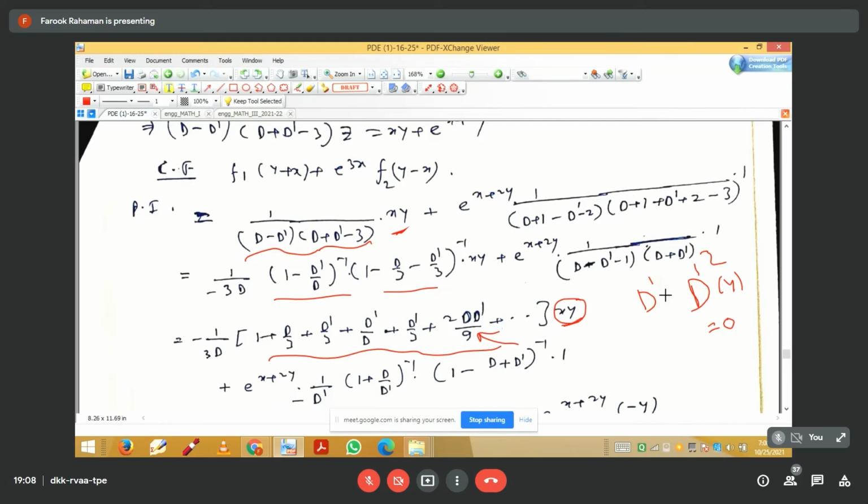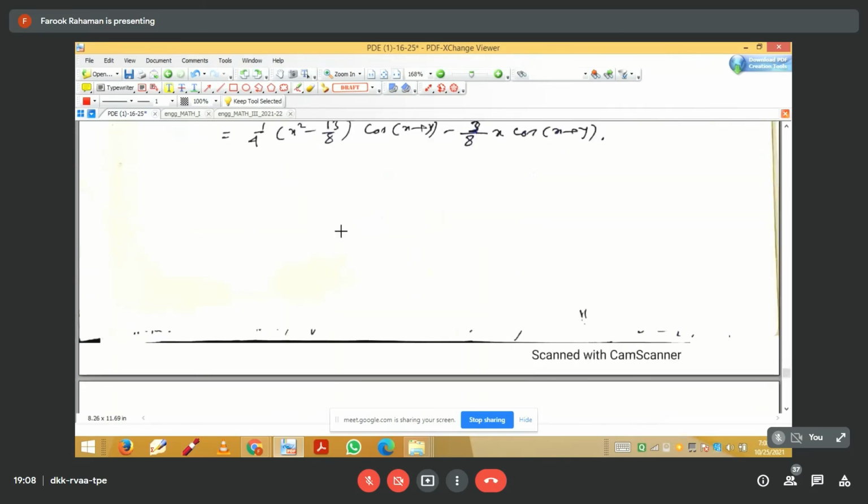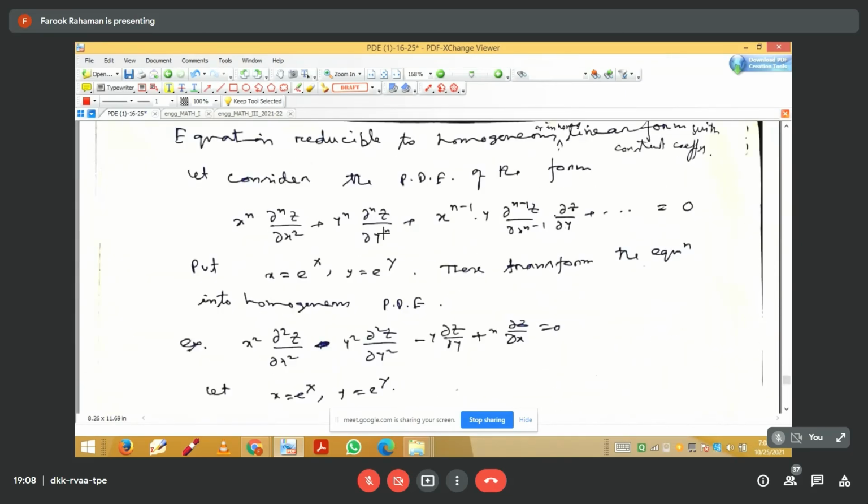After differentiation, the denominator term is of the 1 by D type. So after getting the value of differentiation with respect to y, then integrate with respect to x, because 1 by D means integration with respect to x. If you have an extra D squared type term, that means you have to integrate with respect to x twice, and so on. In this way we can find this. There are many problems I have given for this.